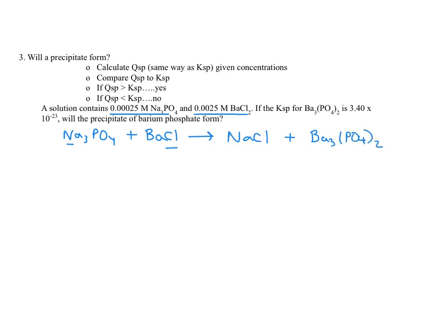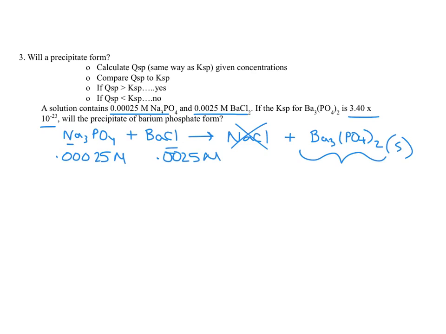And so this particular question is asking if I start with 0.0025 molar concentration of sodium phosphate and 0.0025 molar concentration of barium chloride, am I going to have enough ions there to actually form the precipitate of barium phosphate? Remember, this is going to be soluble. Those are going to be spectator ions. So is the barium phosphate going to precipitate? They give us the KSP value for barium phosphate is 3.4 times 10 to the negative 23rd.